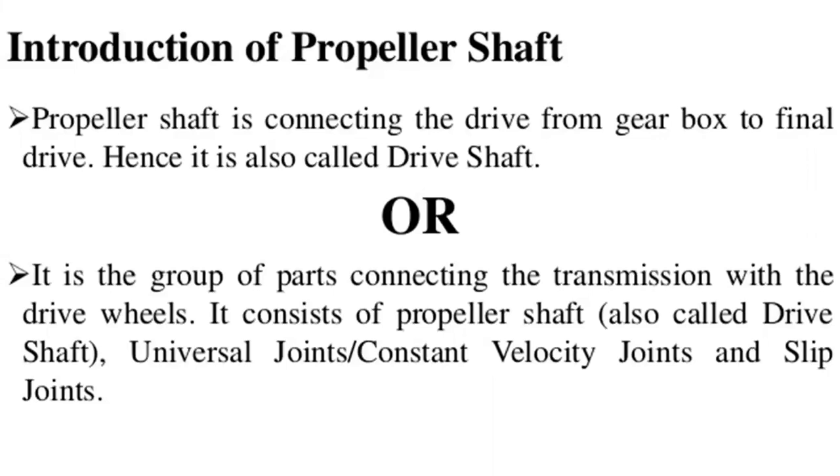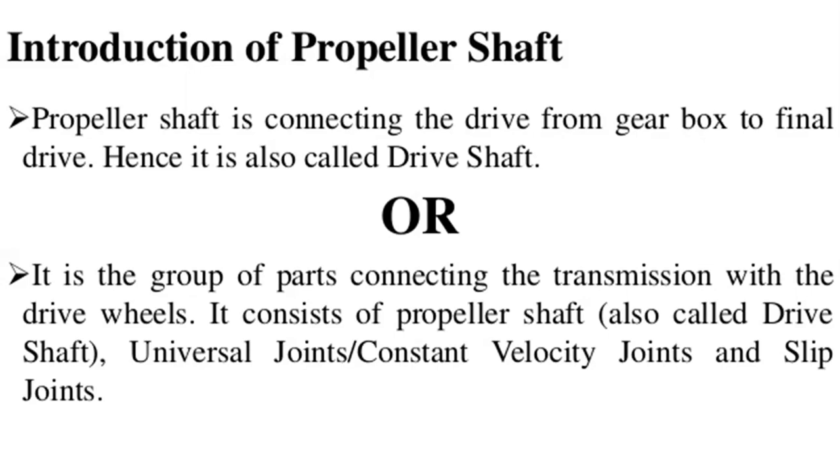And the other types of universal joints are constant velocity joints and slip joints. These are the different joints used to connect the engine connecting rod and the propeller shaft. This is the connection of the propeller shaft and the engine driving shaft. So these are the different joints used in the connection of the engine connecting rod and propeller shaft.